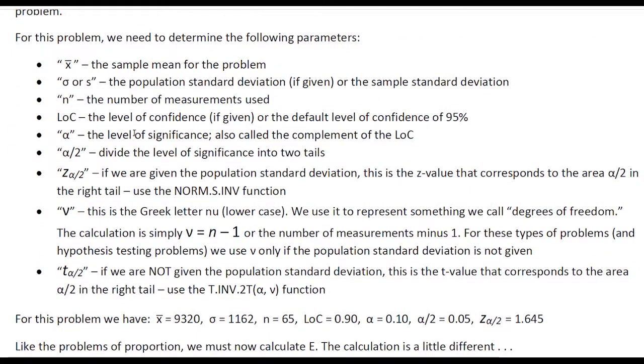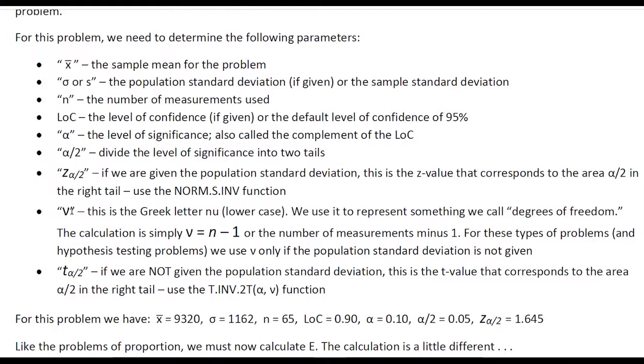Alpha, or the level of significance, is the complement of the level of confidence. Alpha over 2, just like before, is self-explanatory: we divide the level of significance into two tails. Z sub alpha over 2. This is the exact same thing we used when we did population proportion confidence intervals as well. We use the NORM.S.INV function.